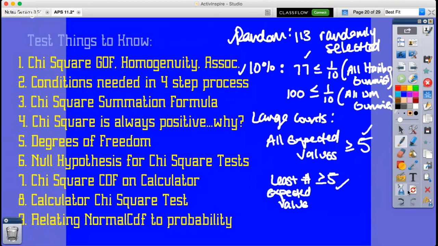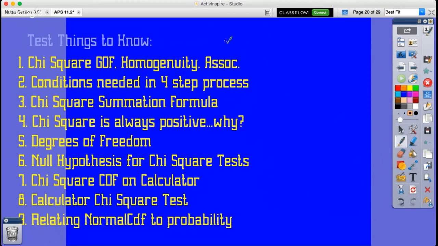Your chi-square summation formula, remember that, again, you can use your formula sheet. I find that if I know them going in, or at least know the overall basis of them, I know where to go on my formula sheet.